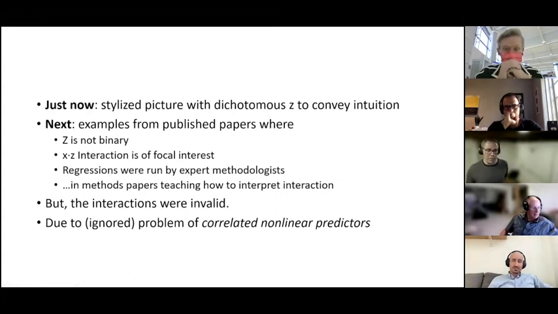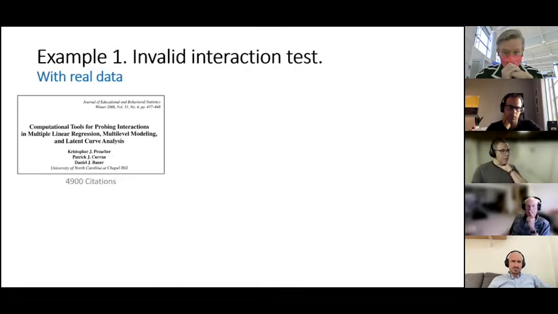Now, what both papers did was neglect what those papers in the 90s told us, which is if X and Z are correlated, it's bad news. Watch out with that interaction. Okay, so this is from probably the most cited tutorial on how to interpret interactions.